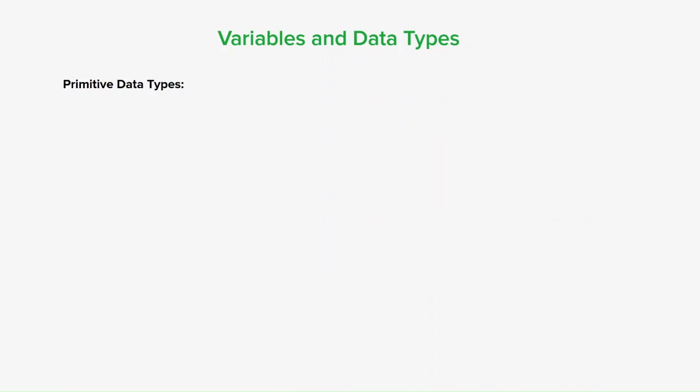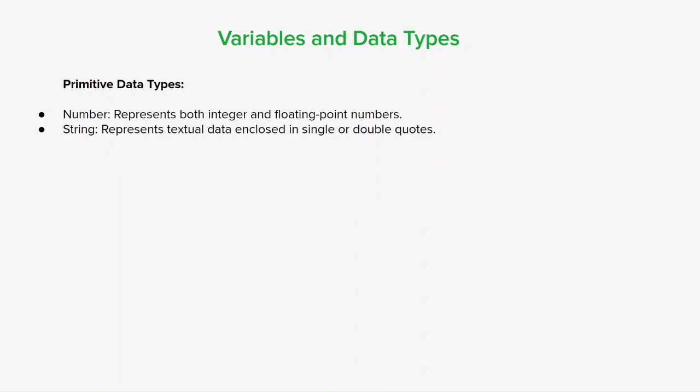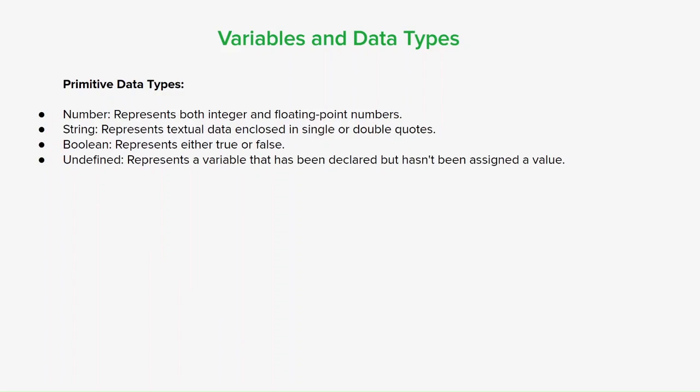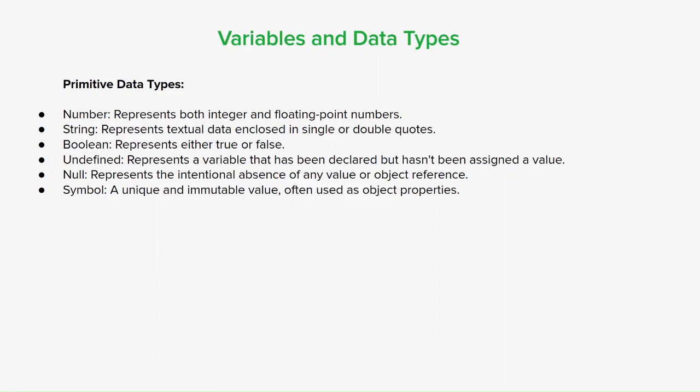And data types are basically types of data. Essentially JavaScript has several built-in data types that categorize the kind of value a variable can hold. First of all, you have the primitive data types: numbers, which represent both integer and floating point numbers; strings, which represent textual data enclosed in single or double quotes; boolean, which represents either true or false; undefined, which represents a variable that has been declared but hasn't been assigned a value yet; null, which represents the intentional absence of any value or object reference; and symbol, which is a unique immutable value, often used as object properties.